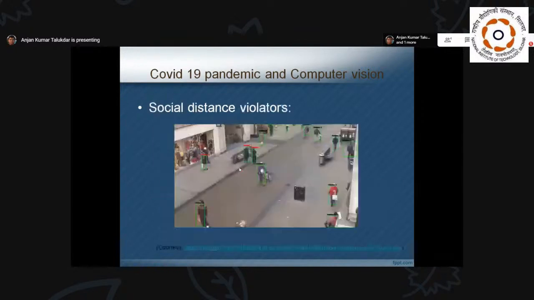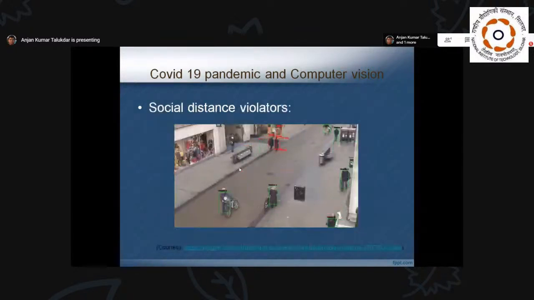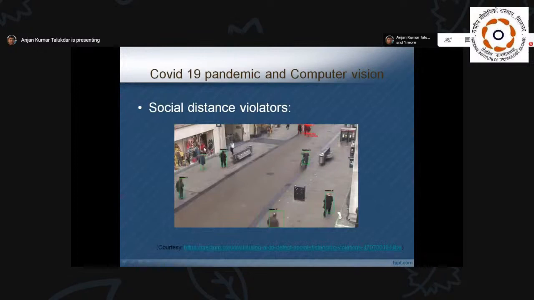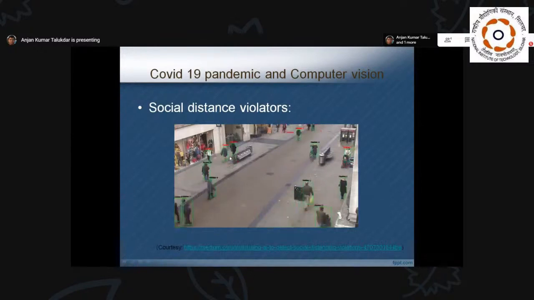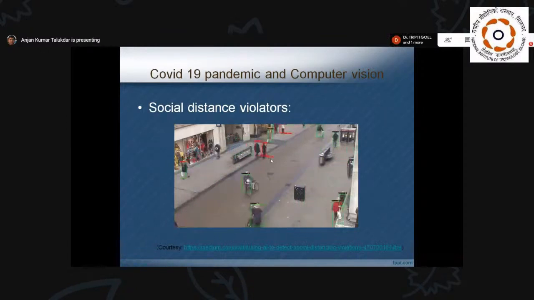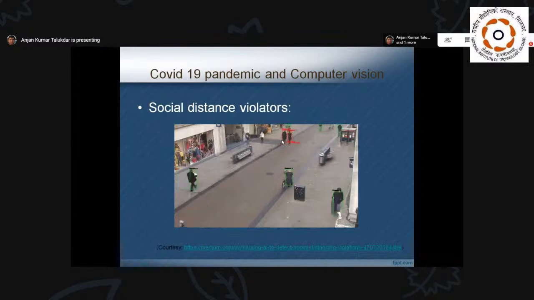Then social distance violators: you can check whether people are maintaining social distancing norms or not. For example, if the green box is coming, they are maintaining social distancing. But if it becomes red, they are violating the social distancing norms.